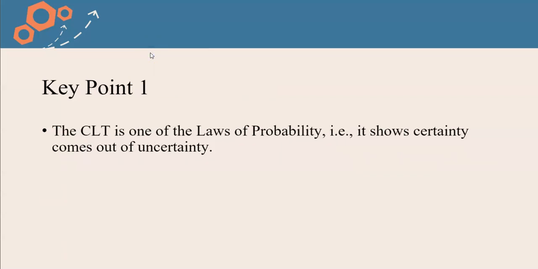But let's also make remarks on a few key points to help us understand the importance of the CLT. Key point 1: the CLT is one of the laws of probability. It shows certainty comes out of uncertainty.